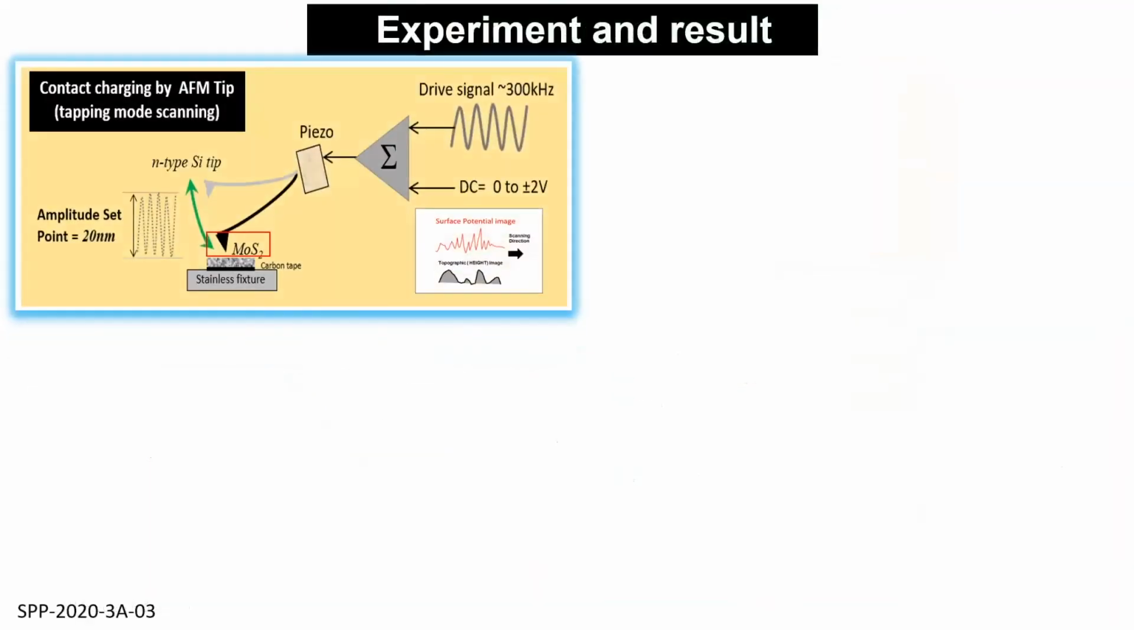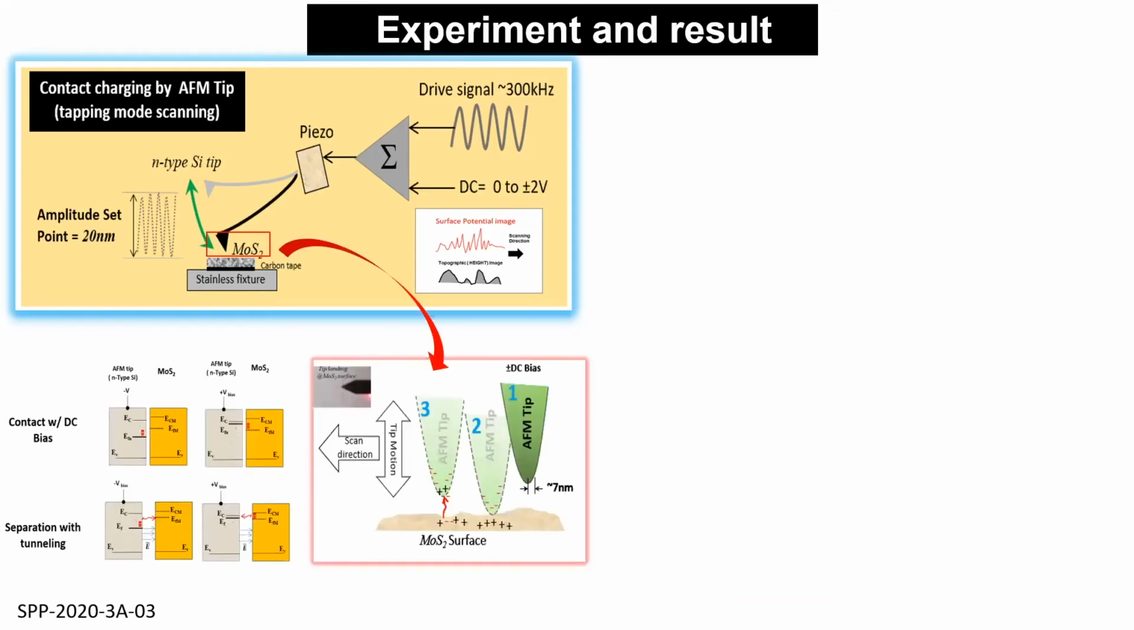In our experiment, we use an AFM with Kelvin probe options for both surface and potential topography. A tapping mode, which has a frequency of 300 kHz and a bias voltage which varies from 0 to ±2 volts, is applied to the tip. The red box magnified shows the tip contacts the surface repeatedly at high frequency. The DC bias influences the outcome of the MoS2 surface.